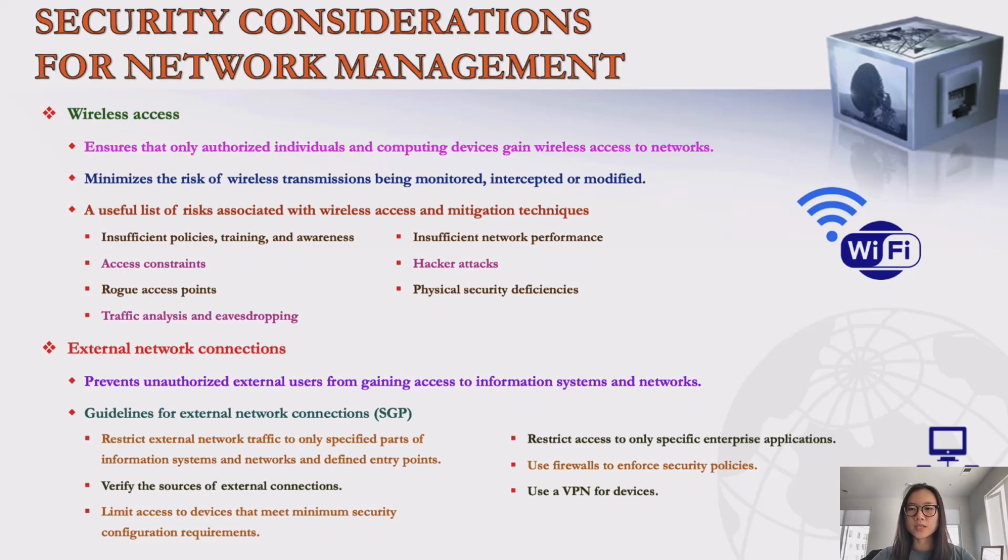The principal security objective with respect to external network connections is to prevent unauthorized external users from gaining access to information systems and networks within the enterprise. The SGP provides a list of suggestions for external network connections. They include restricting external network traffic to only specified parts of the information systems and networks and defined entry points, verifying the sources of external connections, limiting access to devices that meet minimum security configuration requirements, using firewalls to enforce security policies, and using a virtual private network for devices.